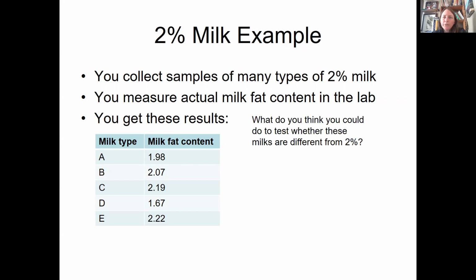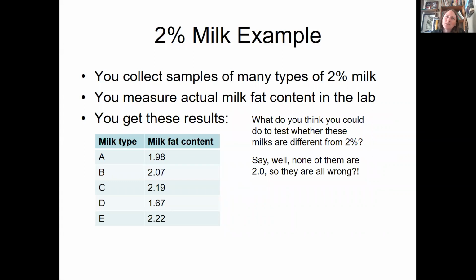Now, what do you think you could do to test whether these milks are different from 2.0? Any ideas? Are you worried that none of them are actually 2.0? Are they all wrong? Is 2% milk a lie, right? Well, probably not. There's got to be some variation, right? But is the variation around the 2% that we're seeing in these samples okay, and they're all roughly 2%, or is it really extreme and we should be worried? Okay, that's kind of what we use a chi-square test to help us understand. We can't look at the data and know, right?